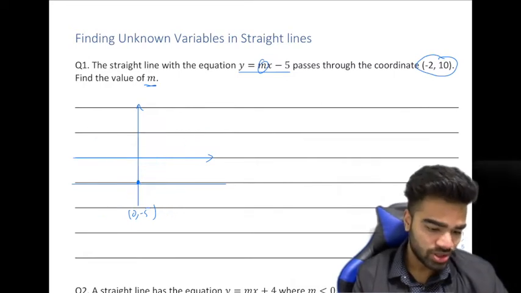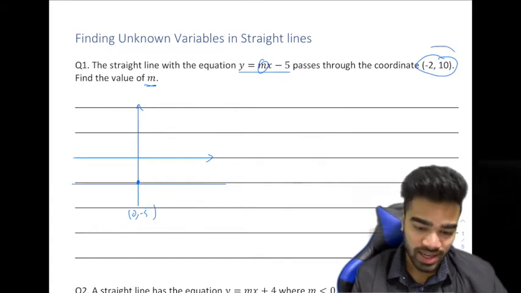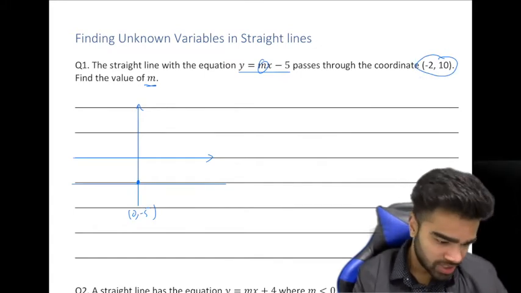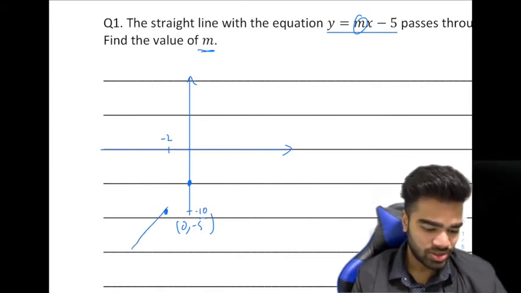So what's changing over here? The only condition the question is saying is it has to go through negative 2, 10. So where's negative 2, 10? Let's plot it out. Negative 2 is here, and 10 would be roughly here, let's say. And then the question is saying this graph has to go through that coordinate, negative 2, 10.